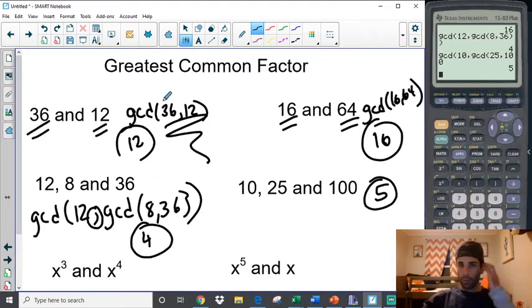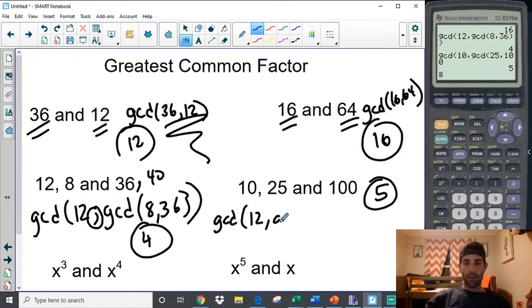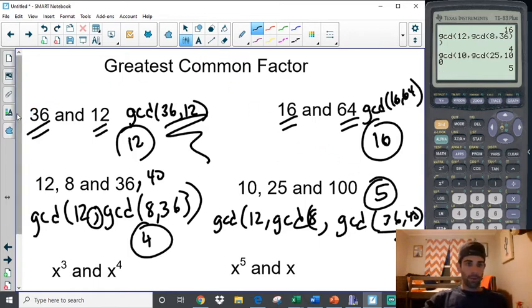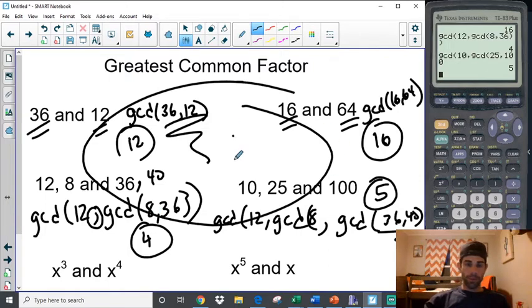Now some people are like, well, what if there's 4 numbers and what if there's 5? Well, you just kind of keep playing the game. Just pretend for a second there were 4 numbers. Say I threw a 40 here. I would do GCD of 12, then I would do GCD of 8, then I would do comma, and then GCD of 36 and 40. So you just keep doing GCD, GCD, GCD until you get to your last two numbers, depending on how many you have in your particular problem. All right, so that's how you're going to do it with all the numbers.